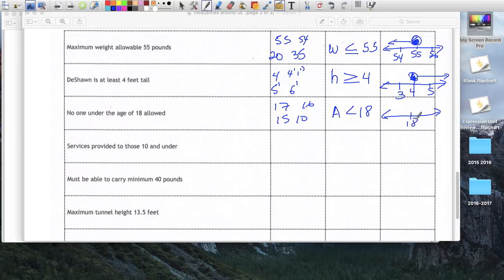So 18, 19, 17, circle on top of 18, and to show the kids who can't come in, it could be any kid on this side of the circle.